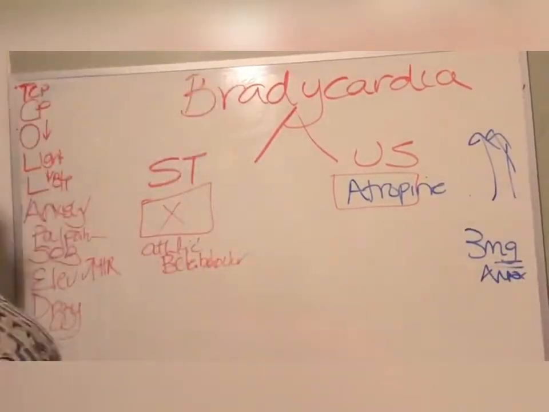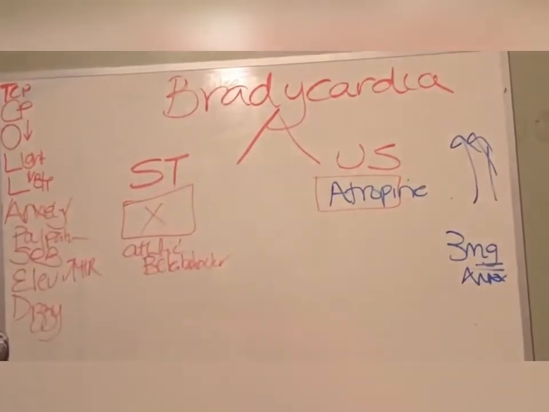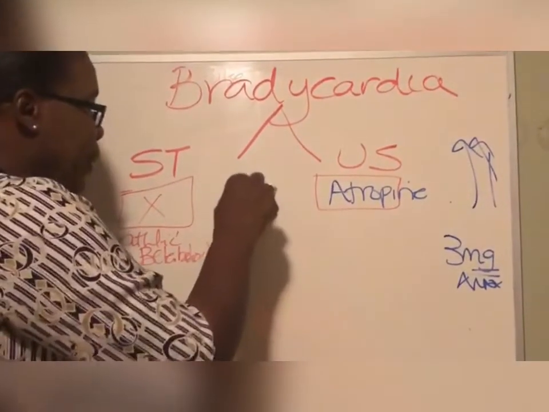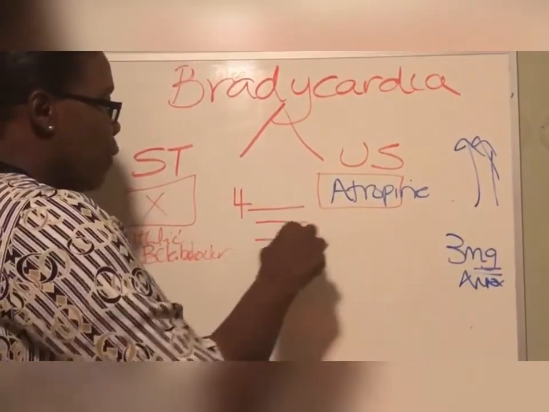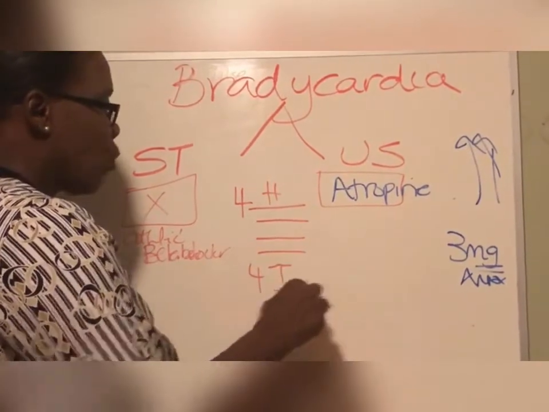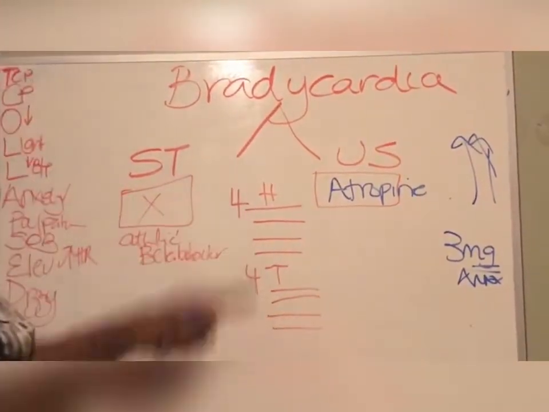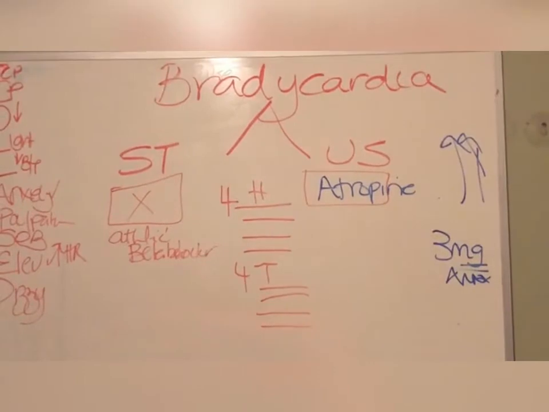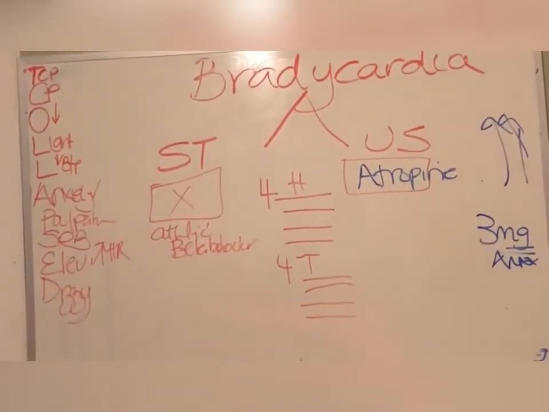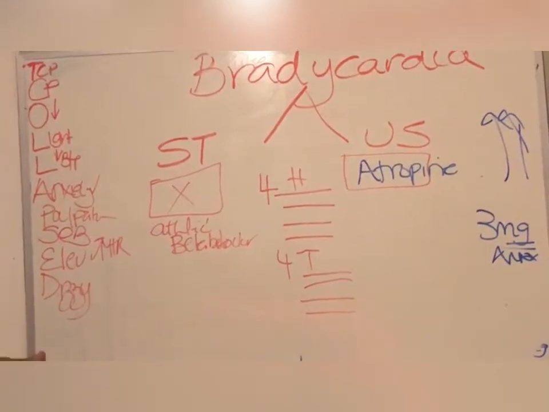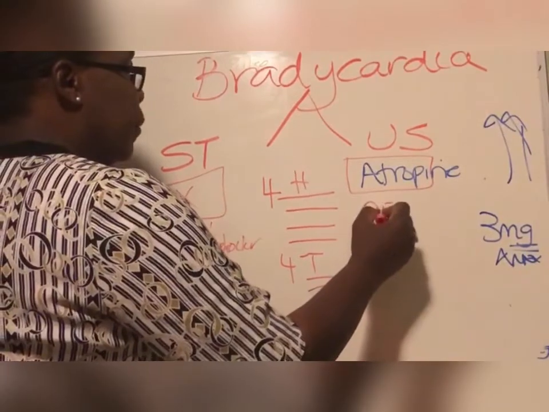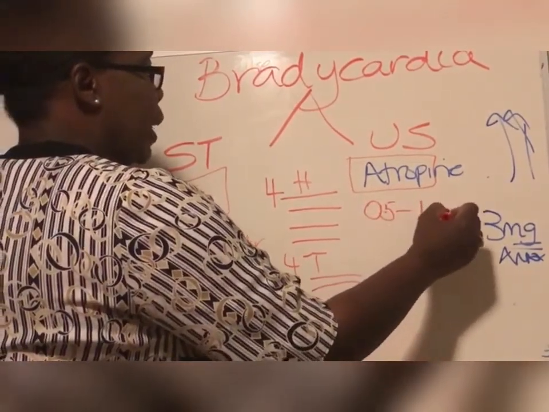Now, there are lots of reasons why a person would have bradycardia. Several of them come right back. See, this is why you need to know your 4 H's and your 4 T's. These are reasons why a person will have bradycardia. Now, atropine is given from 0.5 milligrams to 1 milligram. So you can start off with 0.5 to 1 milligram. But here's the trick.